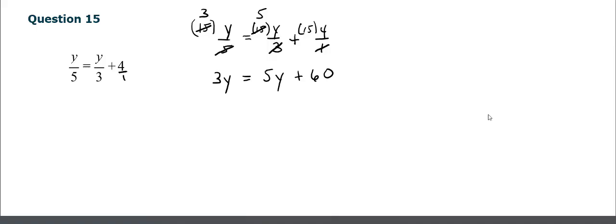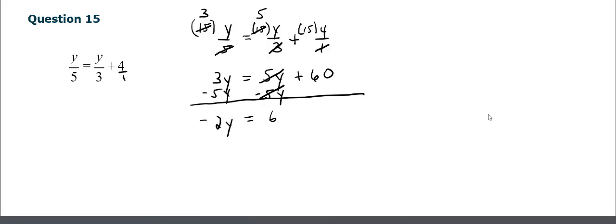So nothing left to do except for isolating my variable. So I'm going to subtract 5y from both sides so I can isolate my variable on the left-hand side. 3y minus 5y is negative 2y. In my last step, I'm going to divide by my coefficient, negative 2. So 60 divided by negative 2 is negative 30.